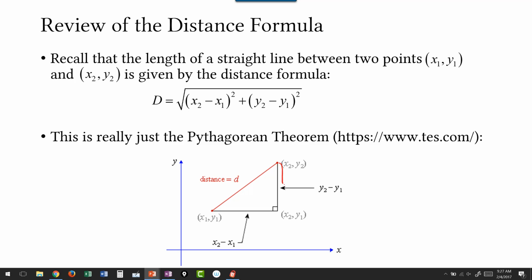The vertical distance here is the difference in the two y coordinates, y2 minus y1, and the horizontal distance here is the difference in the two x coordinates, x2 minus x1, and those form the legs of a right triangle. That means we know the distance between the 2 points, given by d, can be found using the Pythagorean theorem. So that would be the square root of the sum of the squares of the sides, and that's exactly what the distance formula tells us.